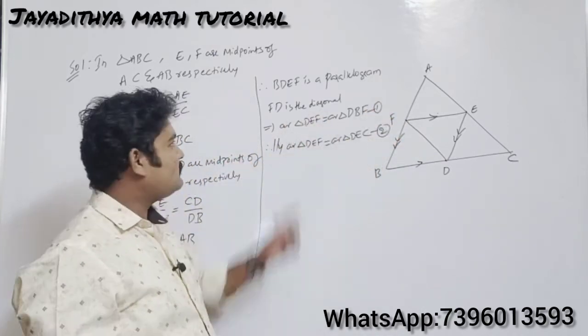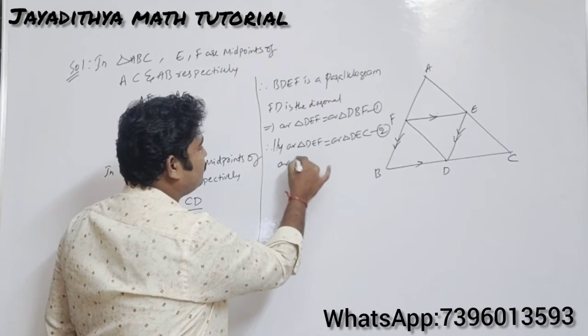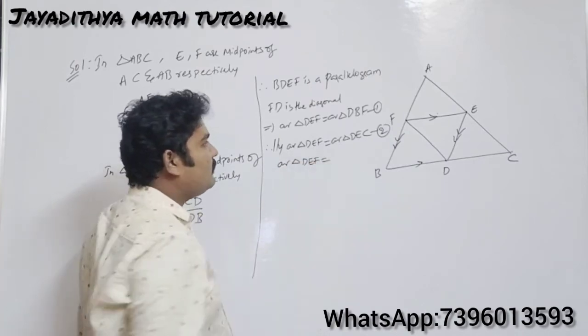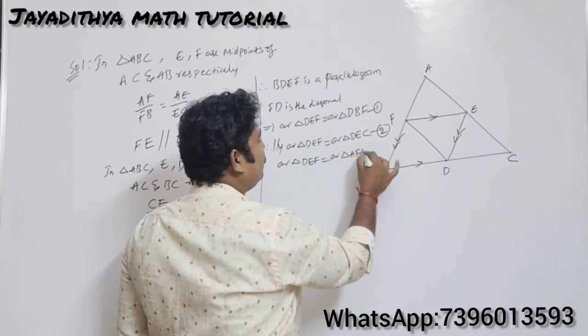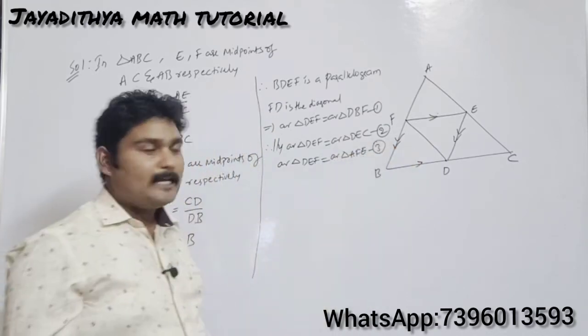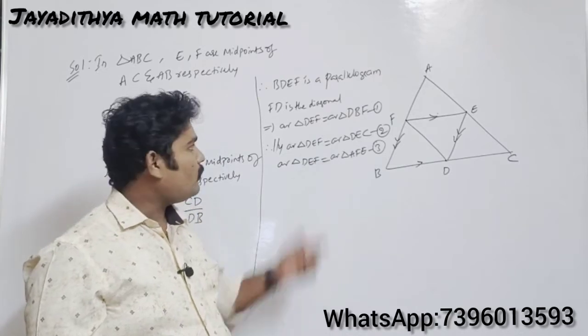So let us take the equations as 1, 2, and you can also take this one, area of triangle DEF will be equals to what here? So now you should write about this one, area of triangle AFE now. So take this as equation 3. So from 1 to 3, what can you say here?